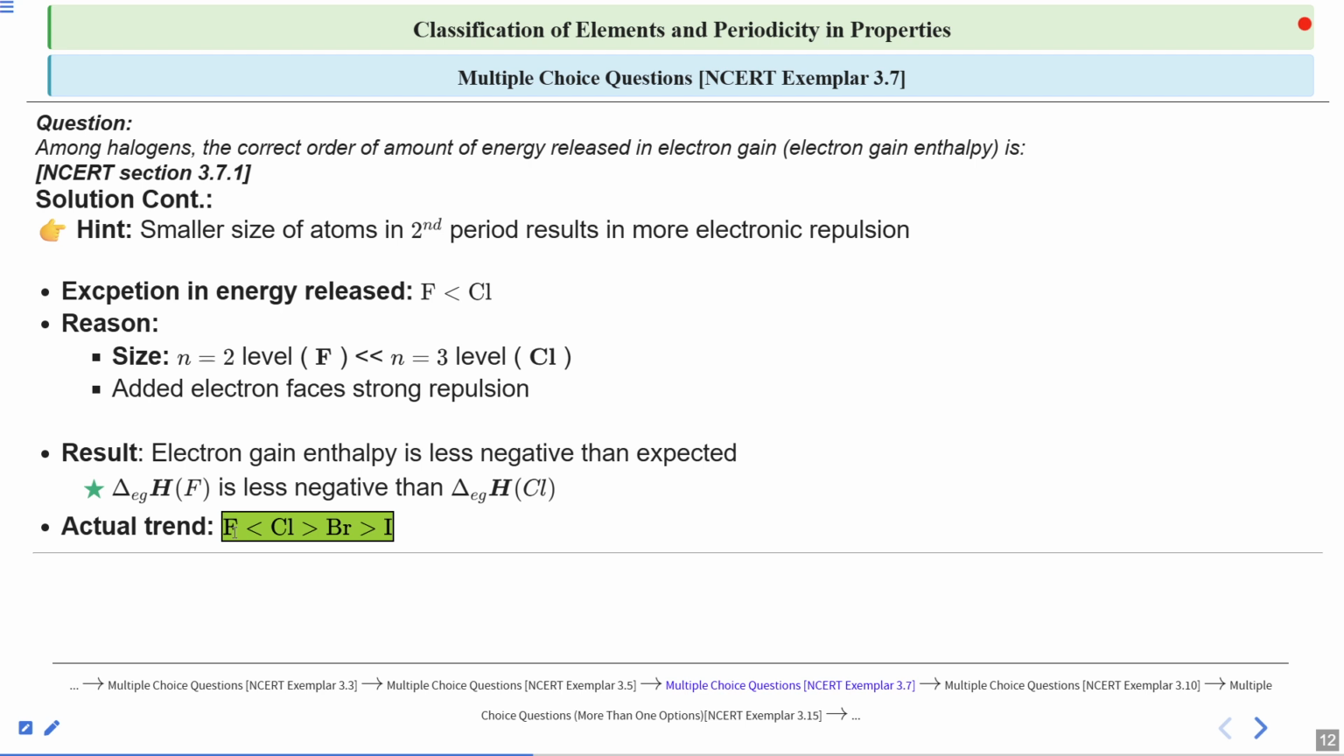Now I have a question for you. A similar anomaly is seen for one more electron gain enthalpy trend, which is related to another group, not the halogens group. So what is that anomaly?